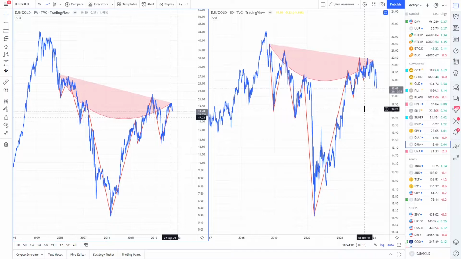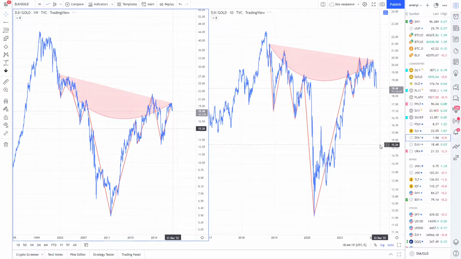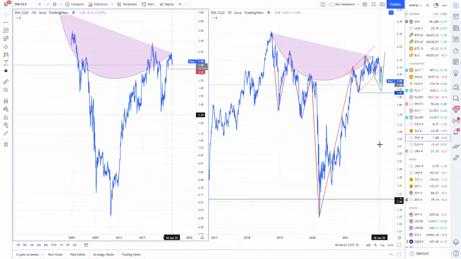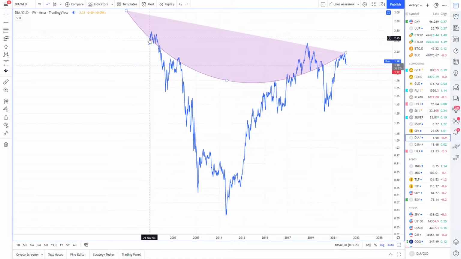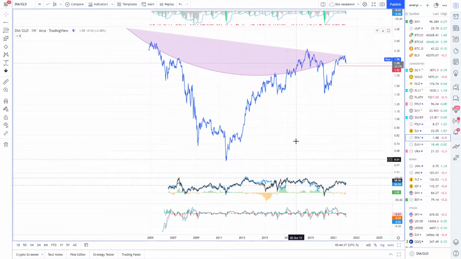Since this is an index divided by spot price, it doesn't contain any volume data at all. So I picked the biggest Dow ETF and the biggest gold ETF, I divided those, and I've got the volume data for you right here. Starting with a weekly chart, we have the arc right here. You can notice that we don't have the first low because we don't have enough data, but we have just enough to draw some conclusions.